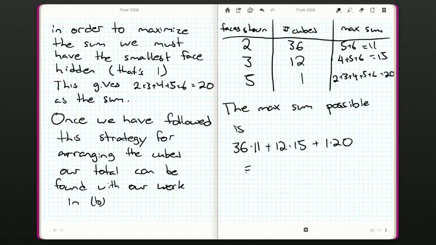So 36 times 11, that's 396, plus 12 times 15, plus 1 times 20, gives us a total sum of 596. So let's just double check that. 36 times 11, plus 20, plus 180. All right, 596. Okay. And that gives us the maximum possible sum.